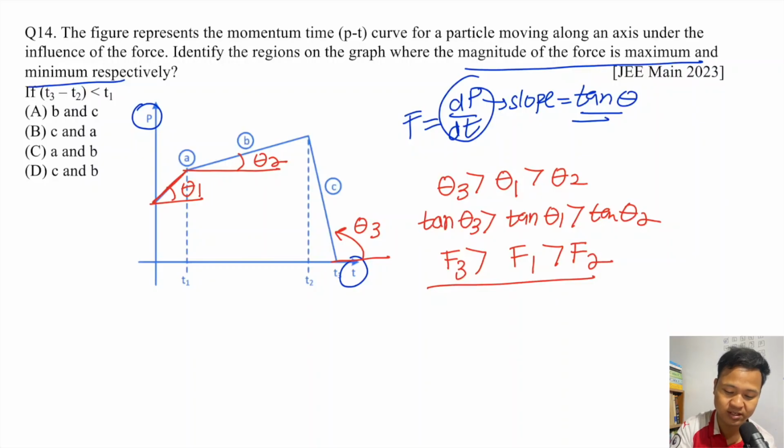The slope here is a negative value, but they are talking about the magnitude. Okay. So what is the answer? The maximum is 3, and 3 here is C. This is the maximum. The minimum is 2, so B is the minimum. Okay. So C is the maximum, B is the minimum. Answer is D.